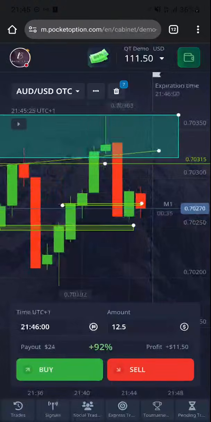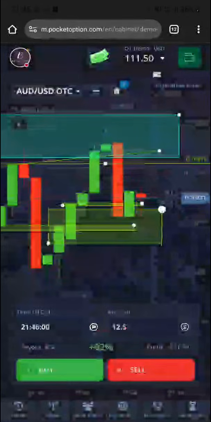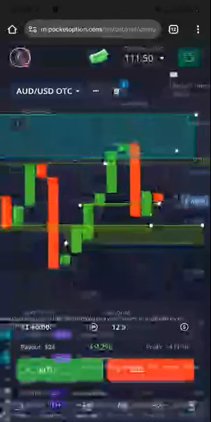We have another overlapping level here. Let's mark it. But you see, we have, what do you call it? We have a QM down here.